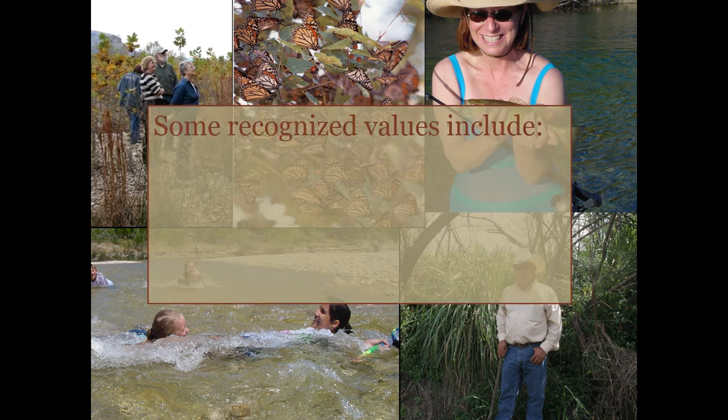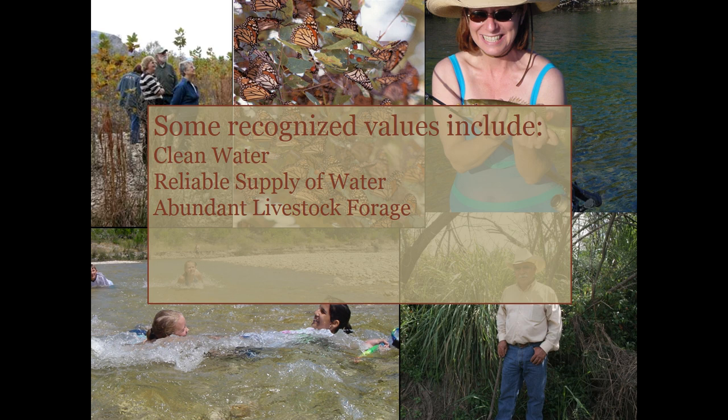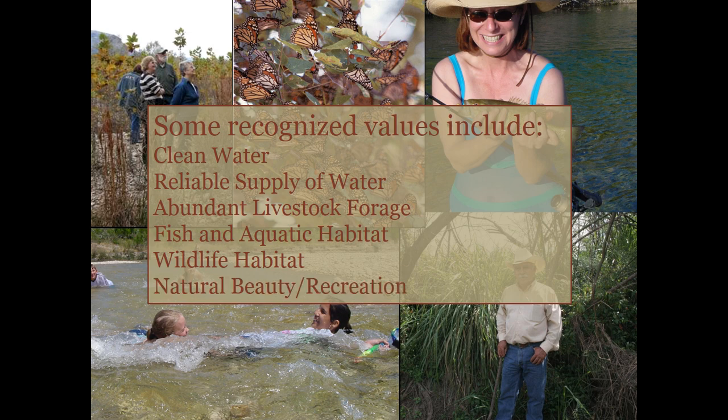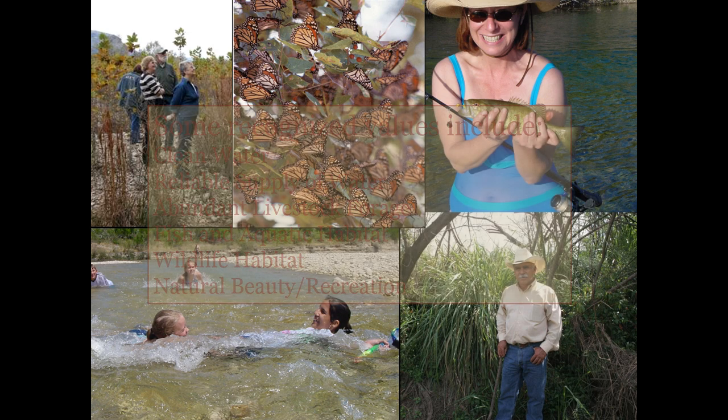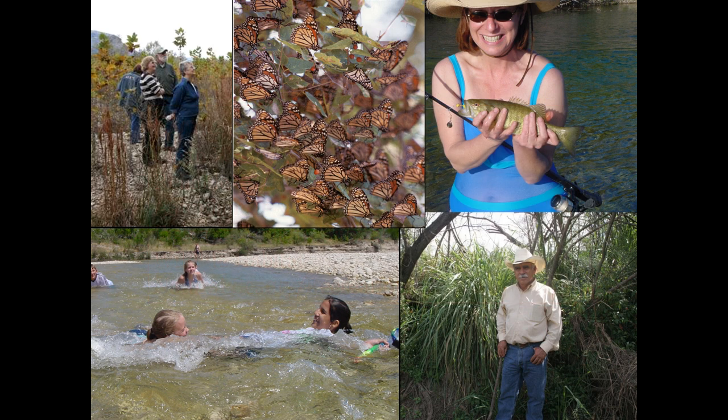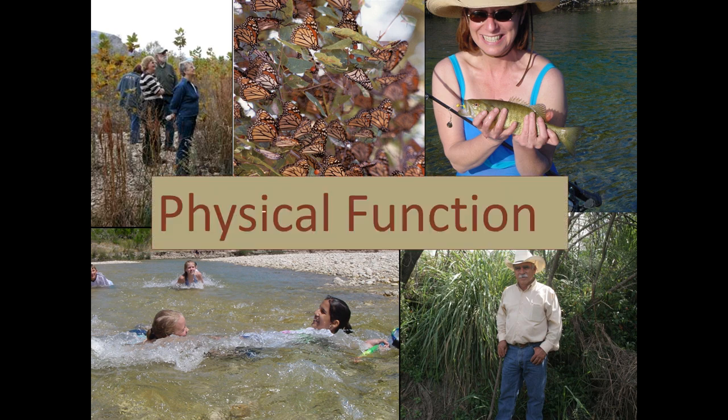Some recognized values include clean water. They include reliable supplies of water, abundant livestock forage, fish and aquatic habitat, wildlife habitat, as well as natural beauty and recreation. In this class, we will focus on the physical conditions that generate these values rather than the values themselves. So for now, let's set these aside along with our existing paradigms and start a fresh approach to riparian understanding.